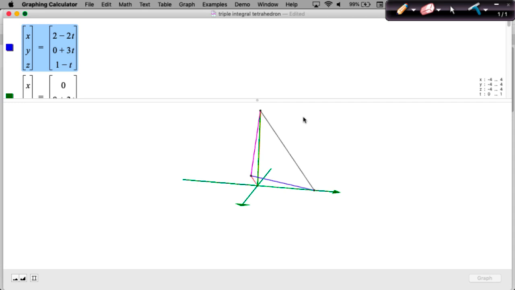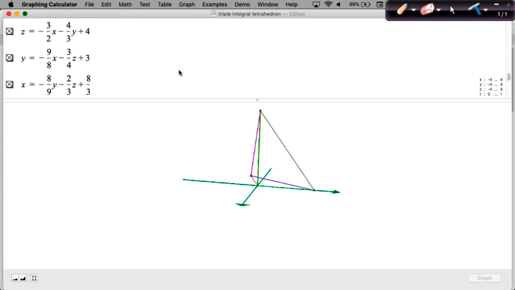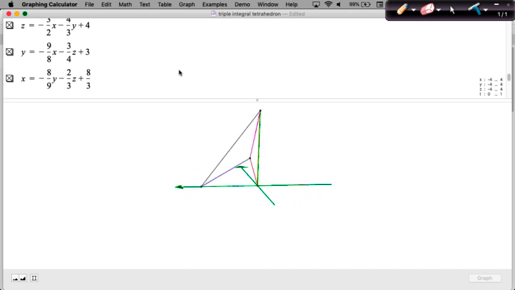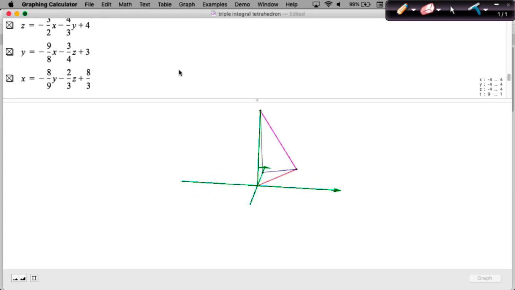Okay, so let's go back to this example. We found the plane that was this top slanted plane, right? I gave it to you, but once you find that plane, it's easy to solve for z, solve for y, solve for x. So that's all the same plane, written as 3 different functions. And so now I want to look at what we called type 2.